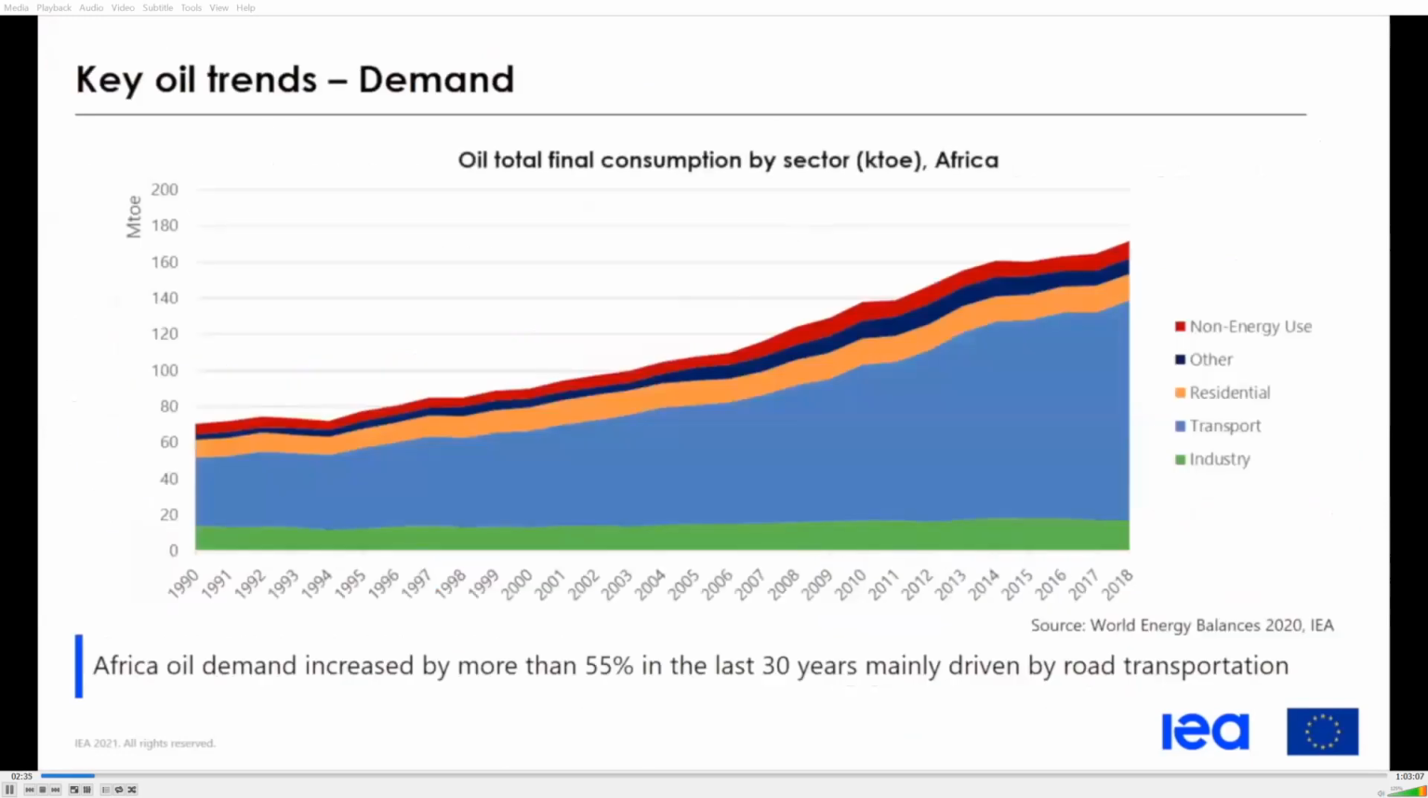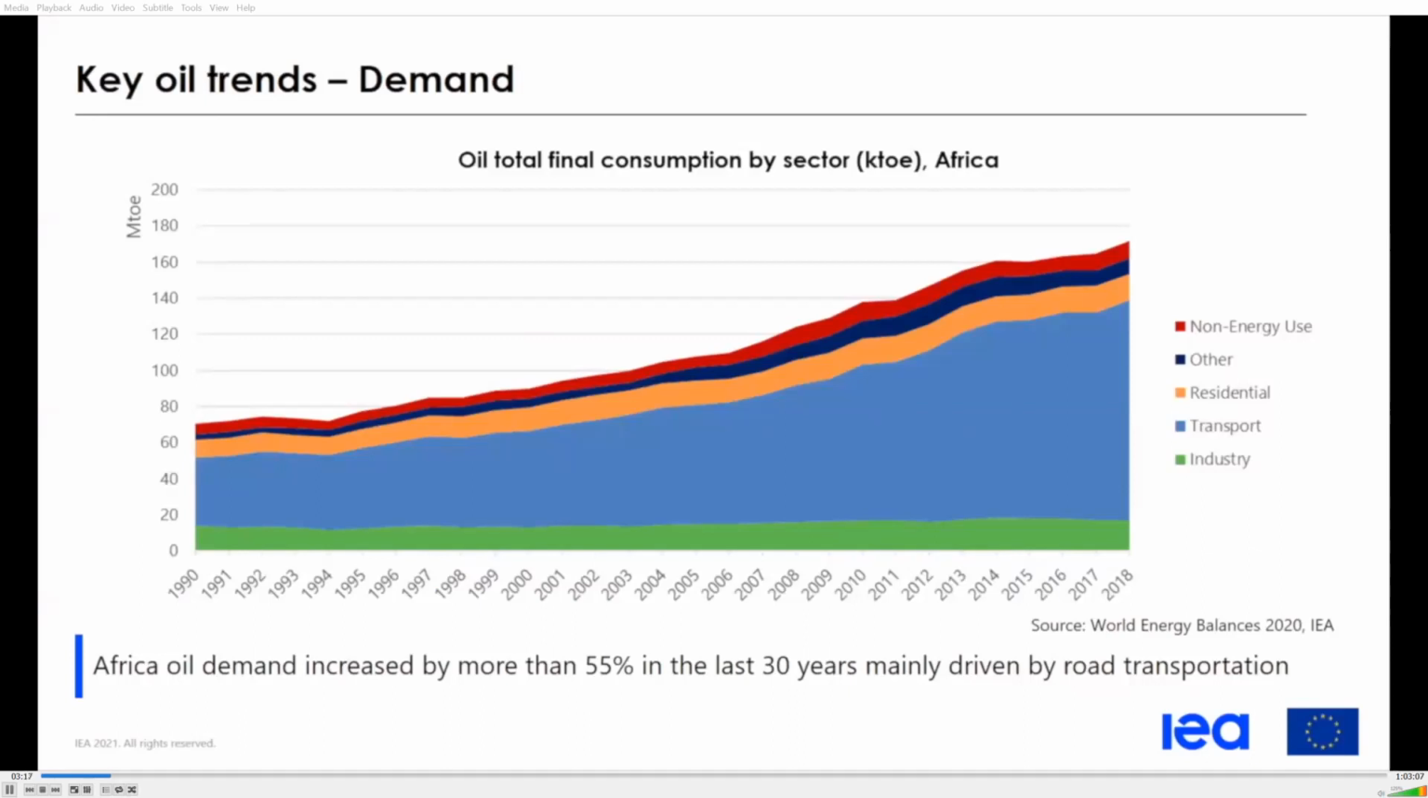In these graphs, you can see pretty clearly that transport has been the sector that drove the most oil demand in Africa for the last 30 years. Road transportation has grown a lot in those last decades, and hence the demand for oil products. But it's not only that. We have also a growth in aviation fuel due to increased air traffic, and also some marine fuel demand that grew due to the increased activity in several ports and port terminals in Africa.